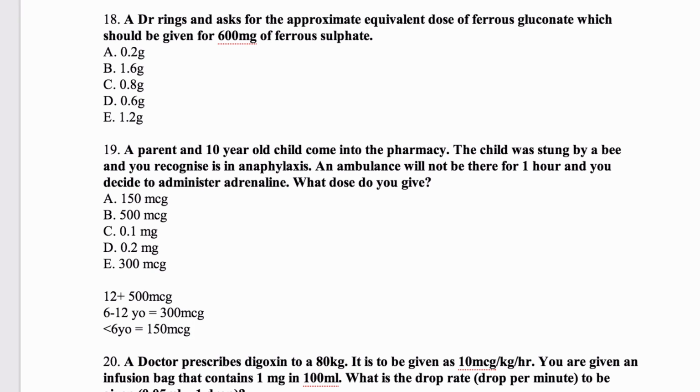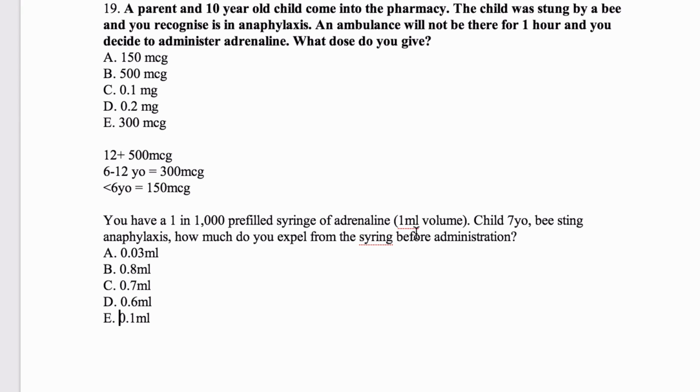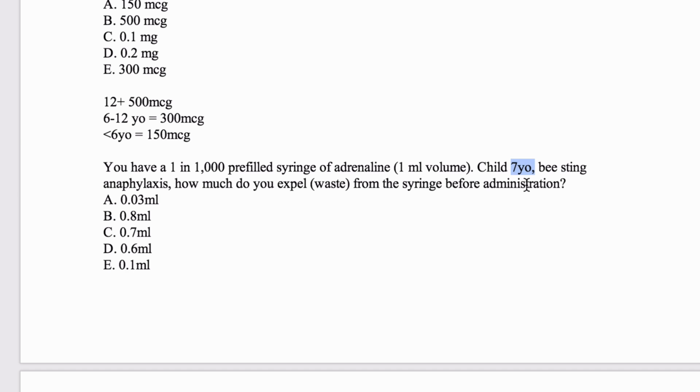Okay, I've got a question for you. What's the answer? A. No. You said that between 6 and 12, it is 300 micrograms. The child is 7 years of age, yeah? So, according to this line, you need to give how much? 300 micrograms. What volume is 300 micrograms of this? It's 0.3 ml. Very good.